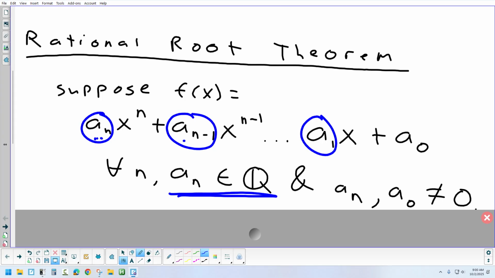So if I ask you to apply the rational root theorem, I will give you something that fits that criteria. All the coefficients will be fractions, or capable of being written as fractions. And the first number and the last number, the leading coefficient and the constant, will never be a 0.